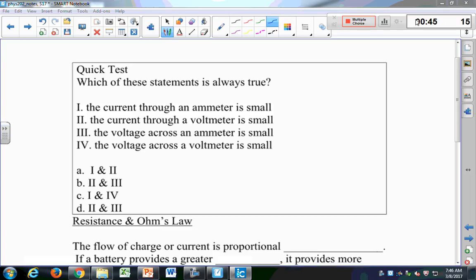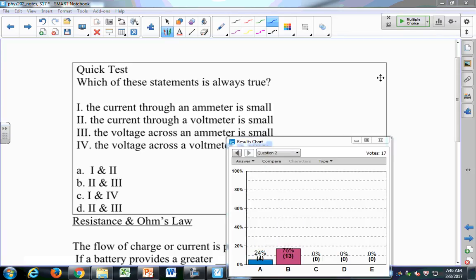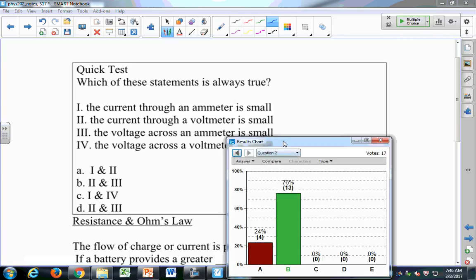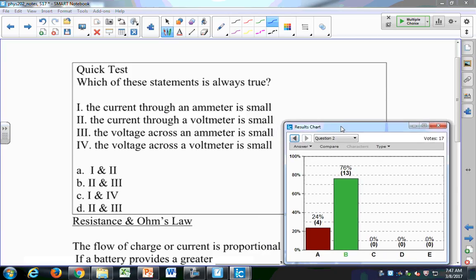All right, let's stop at 50. So a few more seconds. Two and three. Yeah, the current through the voltmeter is always small. The voltage across an ammeter is always small. The current through an ammeter, just think about this, it's going to be the same as what's in the circuit, right? It can be small, it can be big. The voltage across the voltmeter, it can be small or it can be big. Justin? I appreciate that. Thank you. Nobody put D there, but the answer is B. Thanks, Justin.